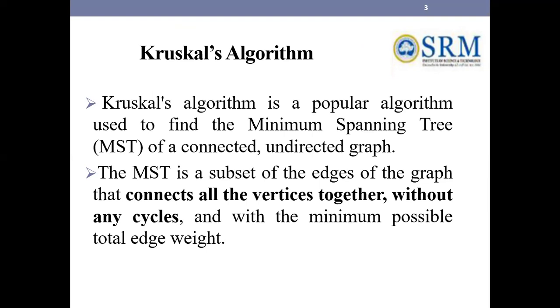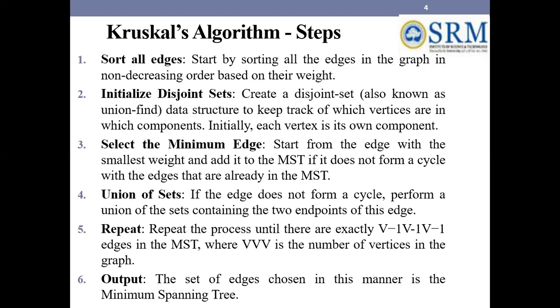And in the minimum spanning tree, there should not be any cycle, and the total weight should be minimum. And what are the steps in Kruskal's algorithm? First, we have to find the edges with weight in the given graph and sort all the edges in non-decreasing order, that is increasing order of the weight. Sort all the edges in the graph in non-decreasing order, that means increasing order of the weight, and initialize the sets.